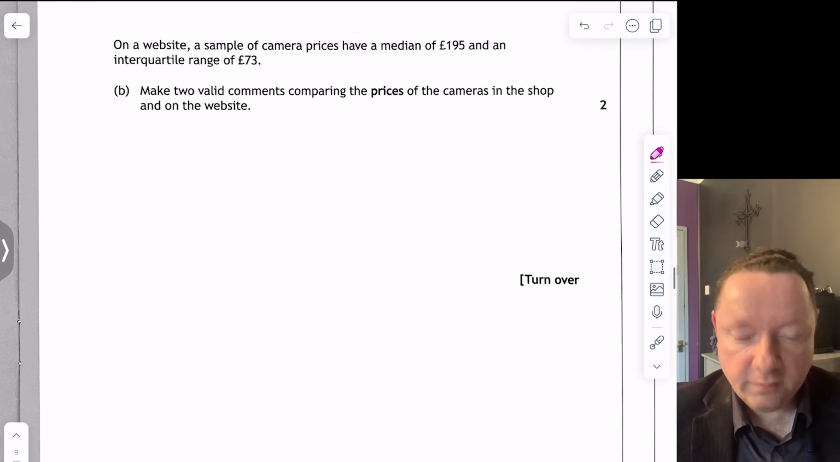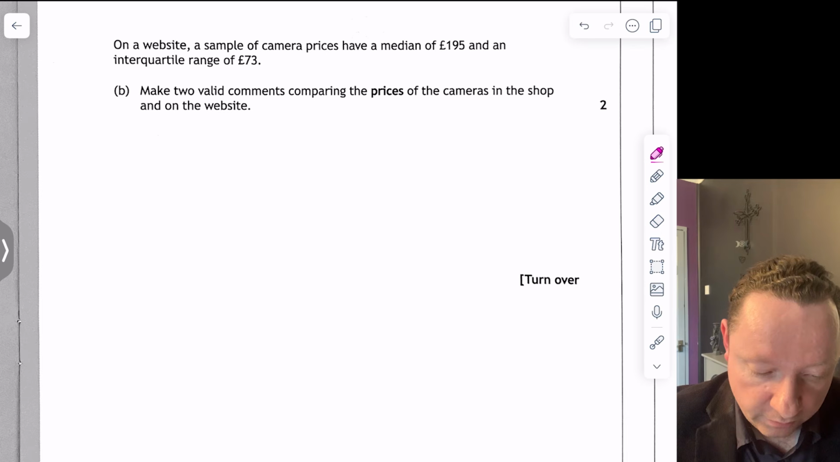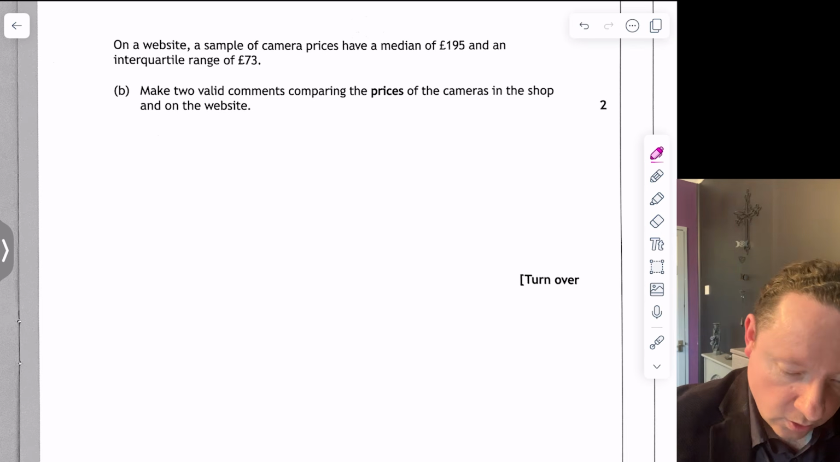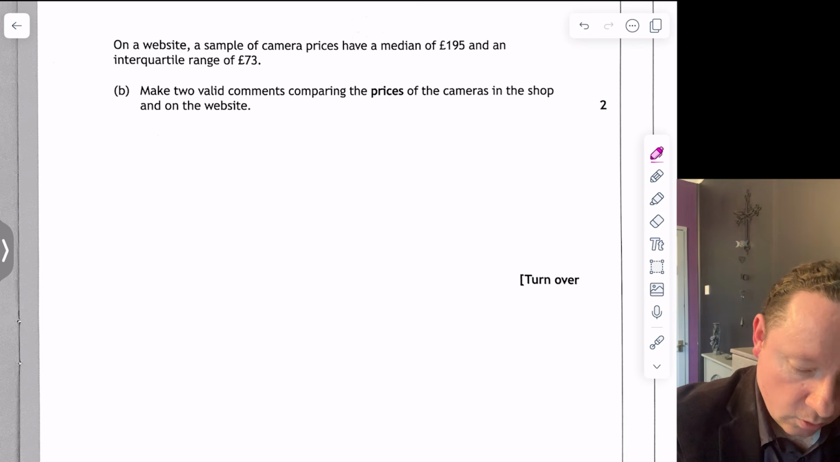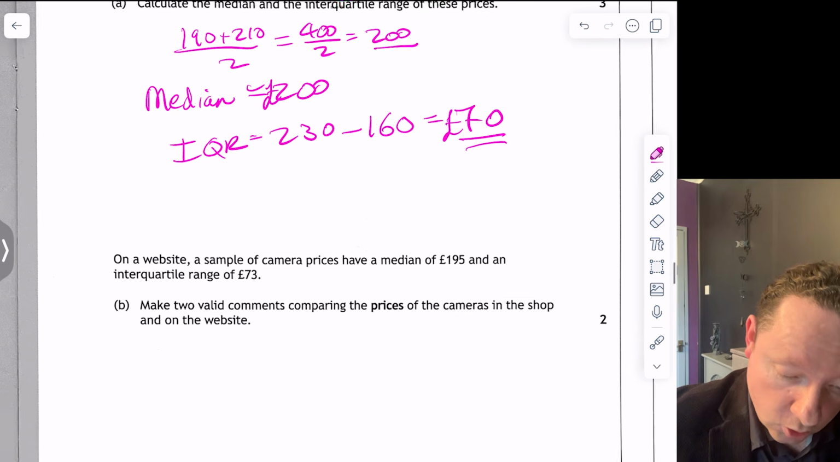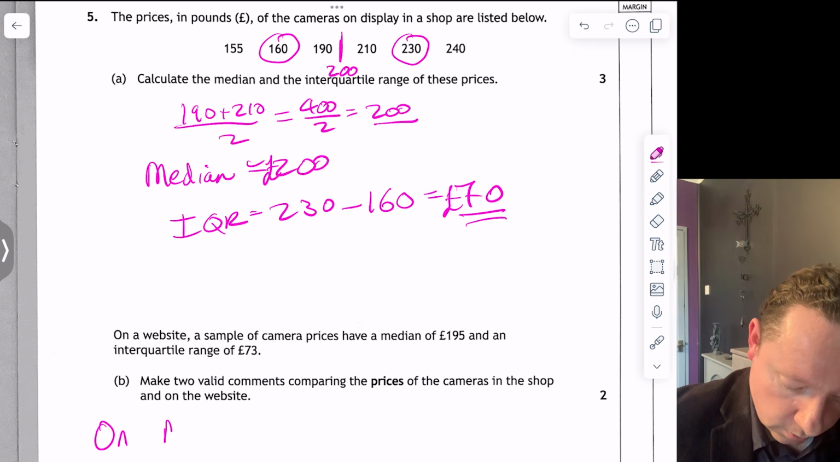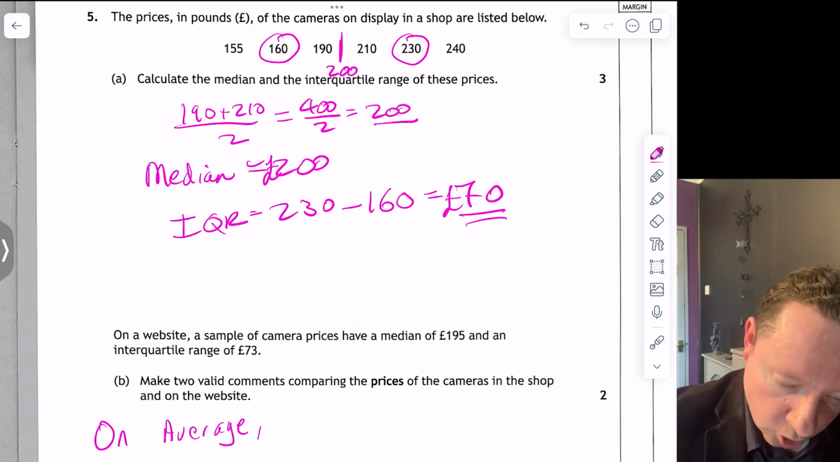On our website, the sample of camera prices have a median of 195 and an interquartile range of 73. Make 2 valid comments. So for median, it's on average. So we've got 195 and 73, and I got 200. So on average, and what's this about? Price of cameras in a shop.